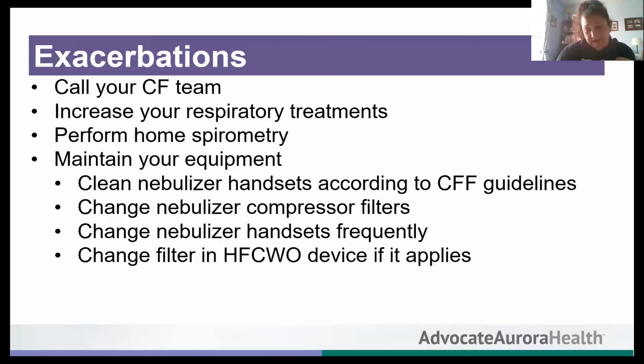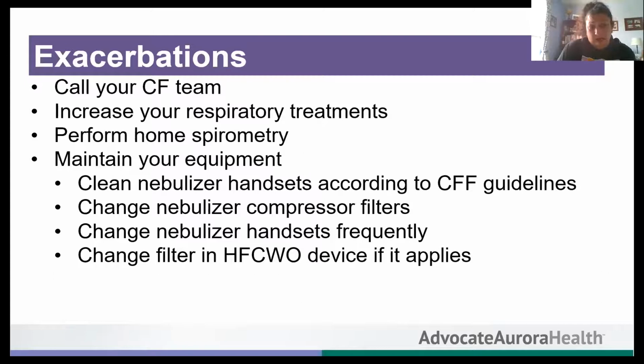Next slide, please. Exacerbations. If you feel your child or yourself are having an exacerbation, please call your CF team immediately. Don't go to bed at night thinking, oh, should I have called? Should I have done? No, if there's a question, if you feel uncomfortable about something, even if it's just to review a care plan or you have questions about anything, please reach out to your team. We're here all the time.